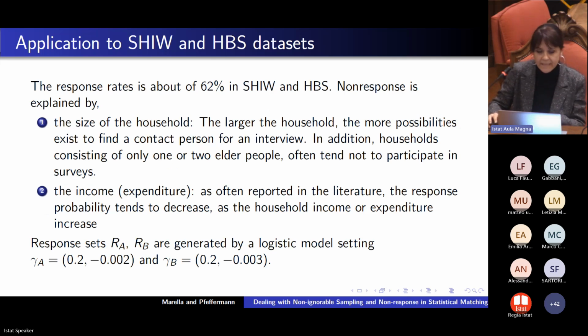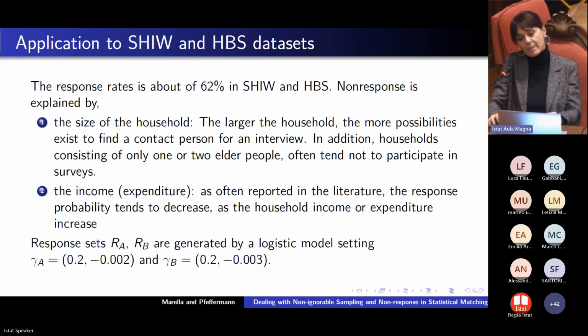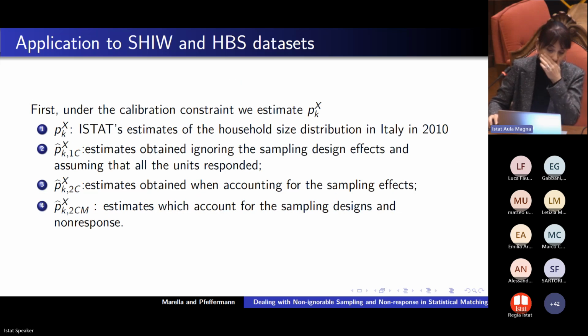Now, the response rate is about 62% in SHIW and HBS, and we can assume that the response is explained by the size of the household and the income. In order to reproduce a response rate of about 62%, we generate the response set from SHIW and HBS according to a logistic model with these parameters. For instance, with regard to gamma, this is the parameter corresponding to X, this is the parameter corresponding to Y.